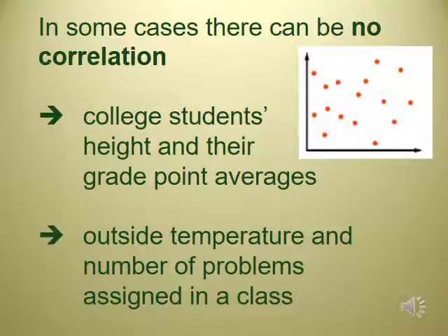It is also very possible to have no correlation. My first example here is college students' height and their grade point averages. I can remember a few years ago when I had the Kolash twins in this class, and they tried to convince me there must be a positive correlation between height and grades because they were tall and they figured they had to do well. But really, there's no correlation at all with those. Another place where there'd be no correlation is the outside temperature and how many problems you're assigned in a class. I'm sure you hope that as the temperature goes up, you're not assigned any more problems in any of your classes.